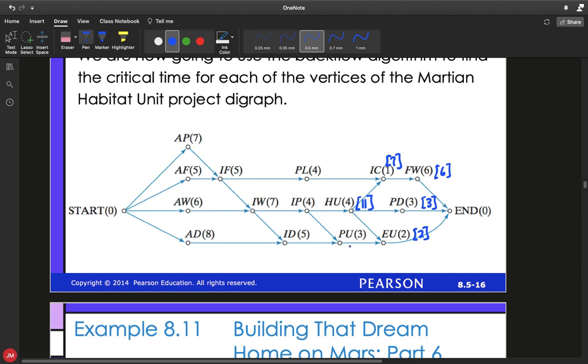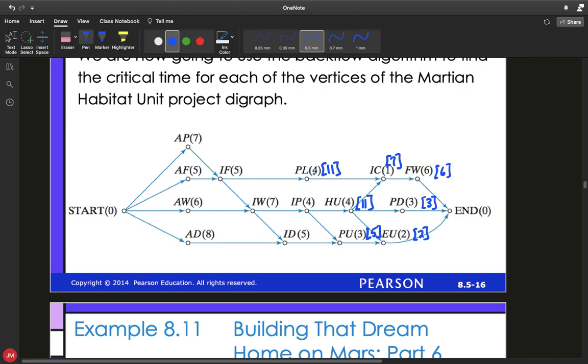Now for PU3, that one should also be pretty easy. There's only one that it could go to, which is EU, which has a critical time of 2. So take 2 plus 3 is 5, and there would be your critical time for PU. Next, let's jump up to PL. PL can only go to one place, which is IC. The critical time there is 7, plus our processing time is 4, and 7 plus 4 is 11.